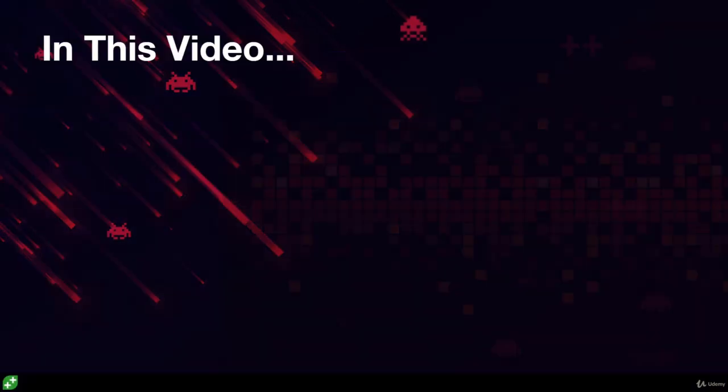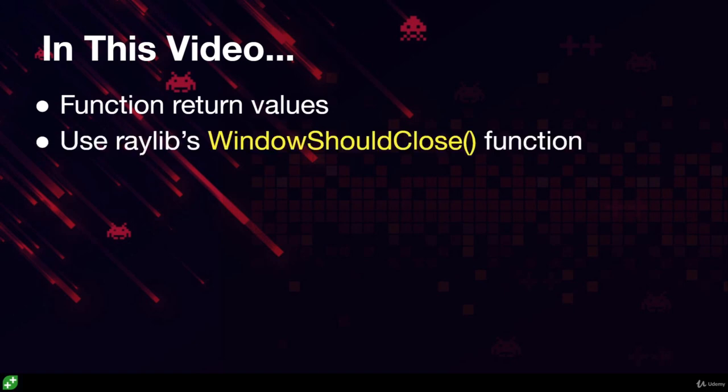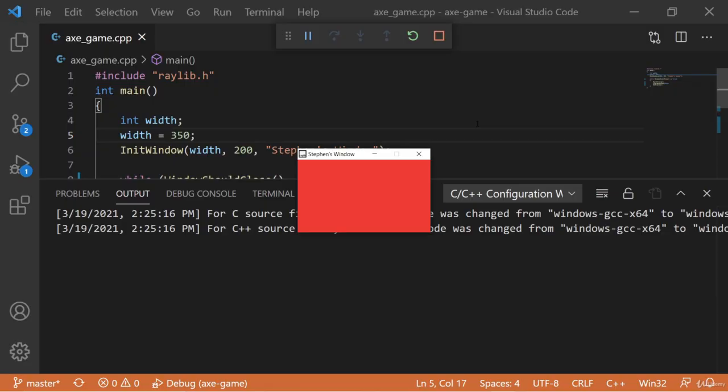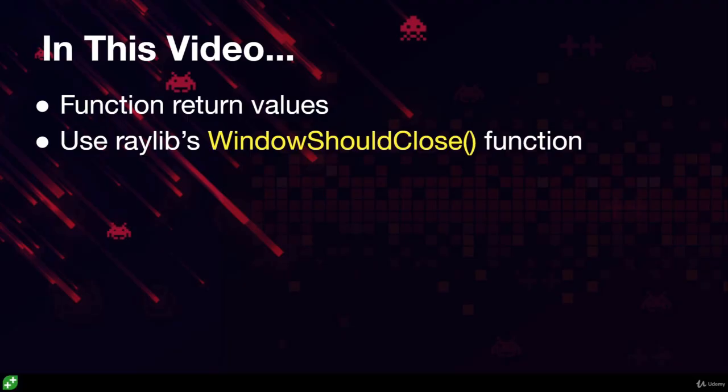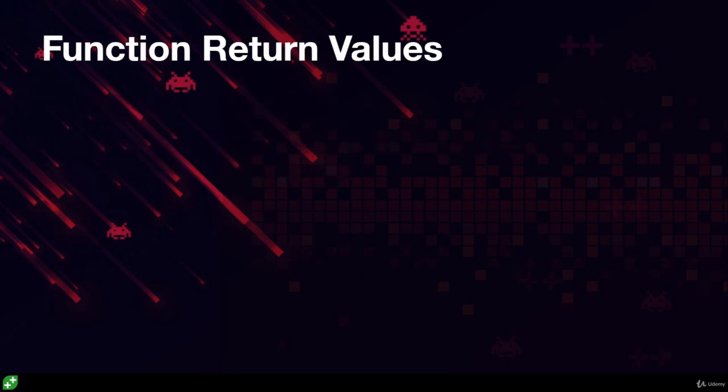Welcome back. Now we've previously seen that functions can take inputs. In this video, we're going to learn how functions can actually return output in the form of return values. We're going to use Raylib's WindowShouldClose function, which will allow us to close our window properly rather than having to end our program using stop debugging. To do so, we must understand the concept of function return values.